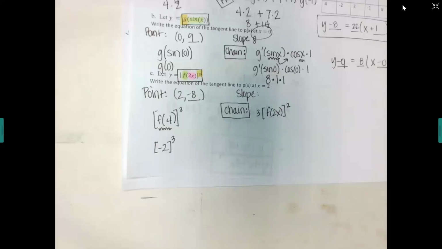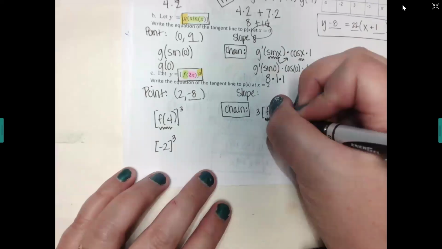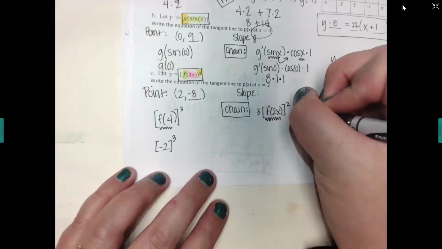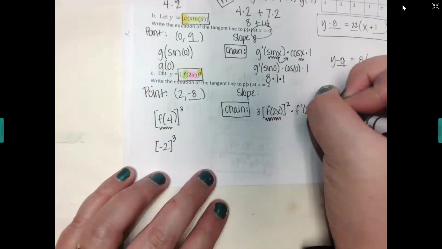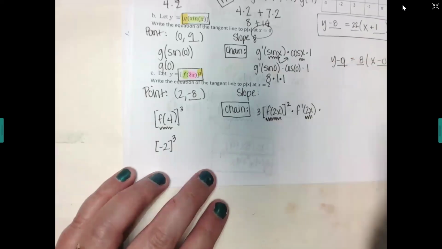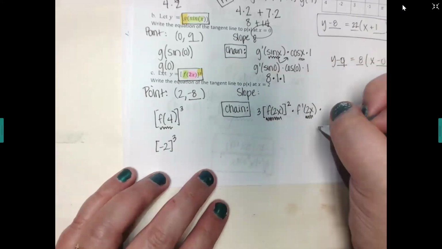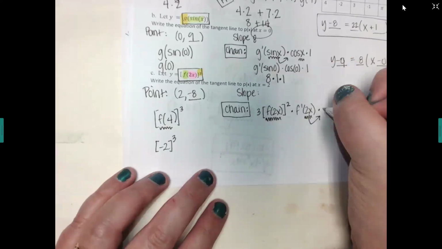Okay, the next layer is f. What's the derivative of f? F prime. F prime of 2x stays the same. Then I go in one more layer. What's the derivative of 2x? Just 2. Times 2. Very good.